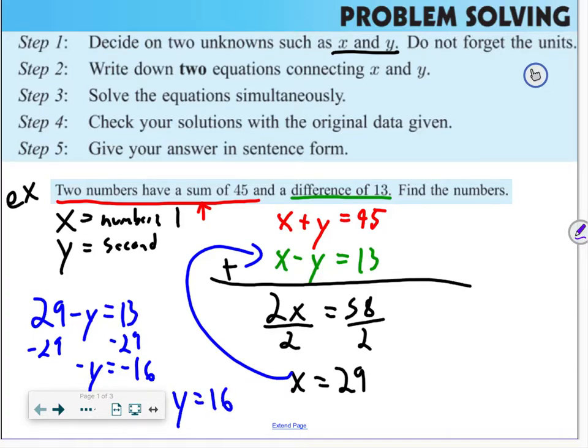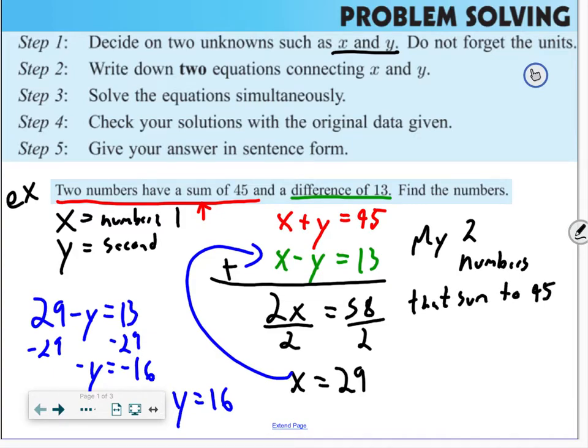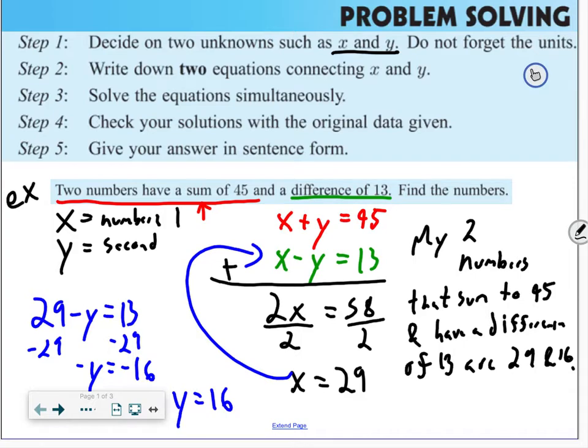Now I can say that my two numbers, so put it in the context of the problem. My two numbers that sum to 45 and have a difference of 13 are 29 and 16. Okay, so there's our first example.